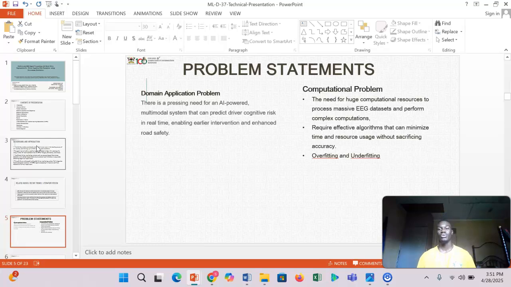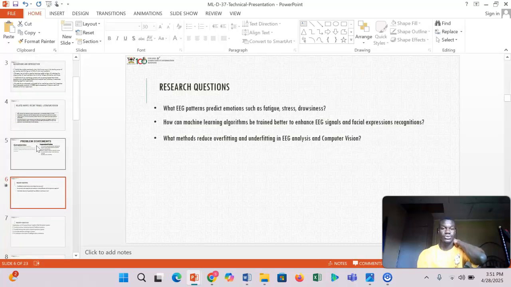So to move on to the computational problem, the need of huge computational resources to process massive EEG data sets. So here, you know how we need EEG data sets and image data sets, but you need bigger ones, which are really hard to work with. Then they require effective algorithms that can minimize time and resource usage without sacrificing accuracy. Then overfitting and underfitting.